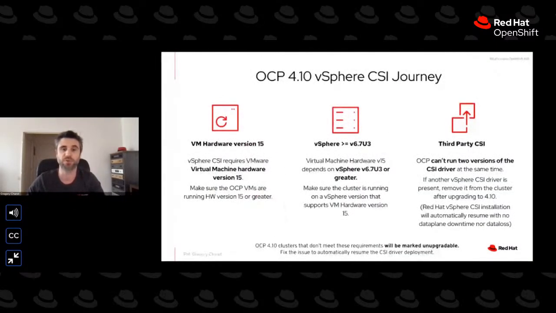We'd like to take the opportunity to give a heads up on clusters that are running on top of VMware. As I just said, we are GAing the vSphere CSI driver, and it will be deployed by default after upgrade. For clusters that are running in-tree today, the introduction of the CSI driver requires virtual machine hardware version 15. That's a requirement from the driver. Version 15 is supported by vSphere version 6.7 U3 or later. So in order to ensure a successful deployment of the driver, please make sure your cluster is running VM hardware version 15.